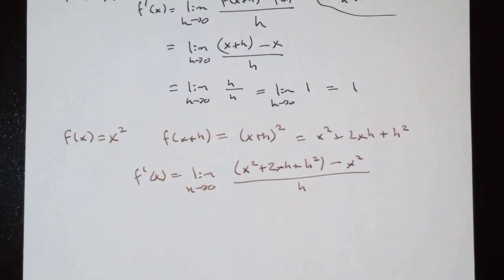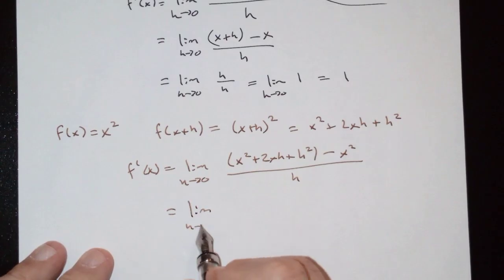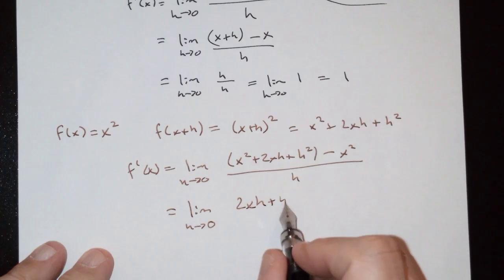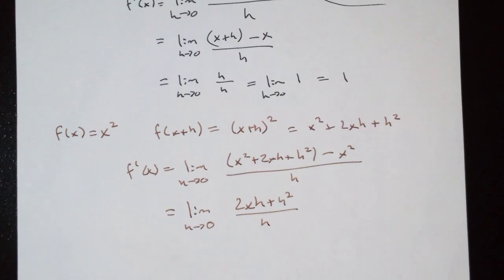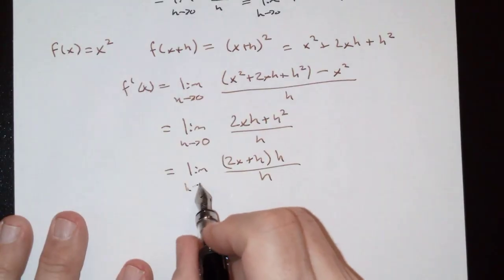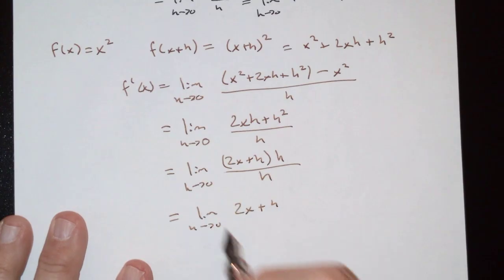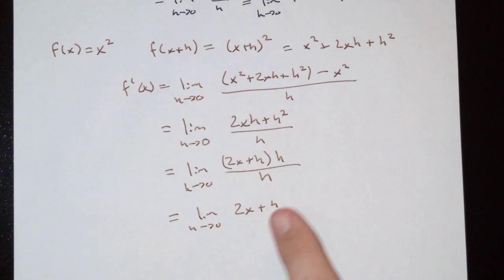And now I see some lovely things happen. Again, a whole bunch canceling. The x squared at the front cancels the x squared at the back. I have at least one h in everything on the top, so I can factor that h out, and I can cancel it with the h on the bottom. And now, as h goes to 0, this piece is going to go away, and I'm just left with a 2x.